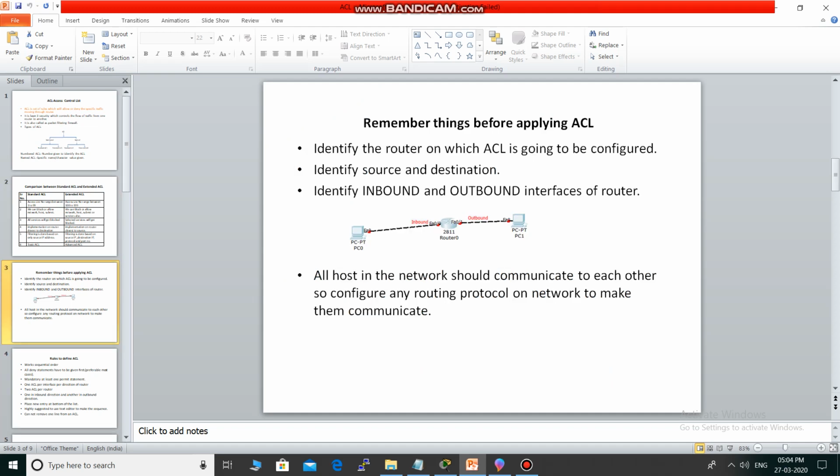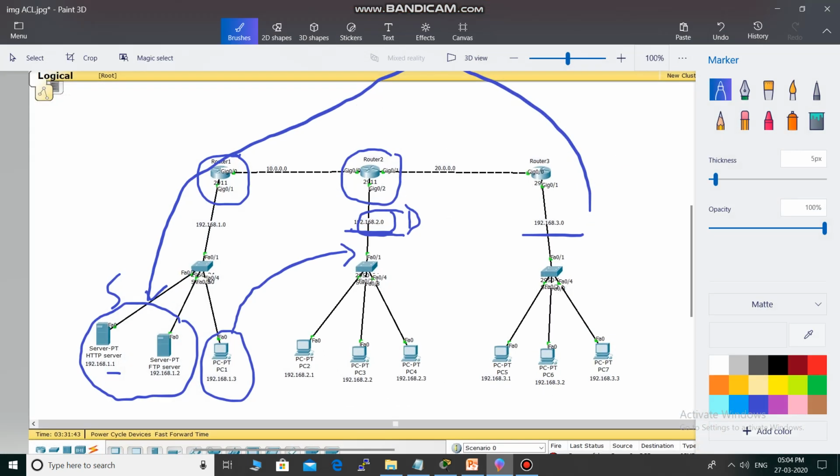Now we need to remember some things before applying ACL. The first thing is that we need to identify the router on which ACL is going to be configured. We have discussed this part in the fifth comparison, that is where we need to configure the ACL, which router we need to choose. The second one is we need to identify source and destination. Which one is source and which one is destination, we need to identify first. In this case this one is source and this one is the destination.